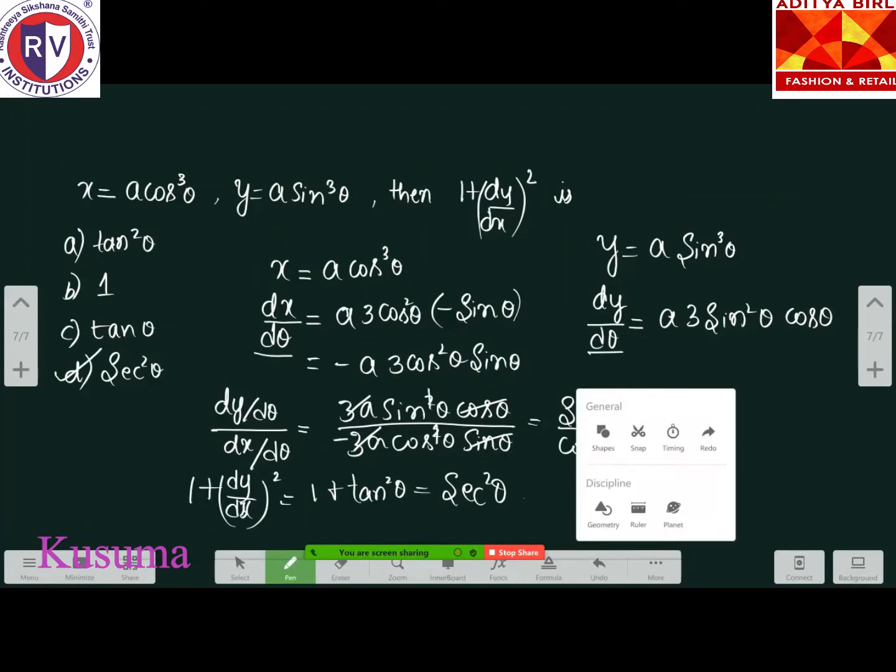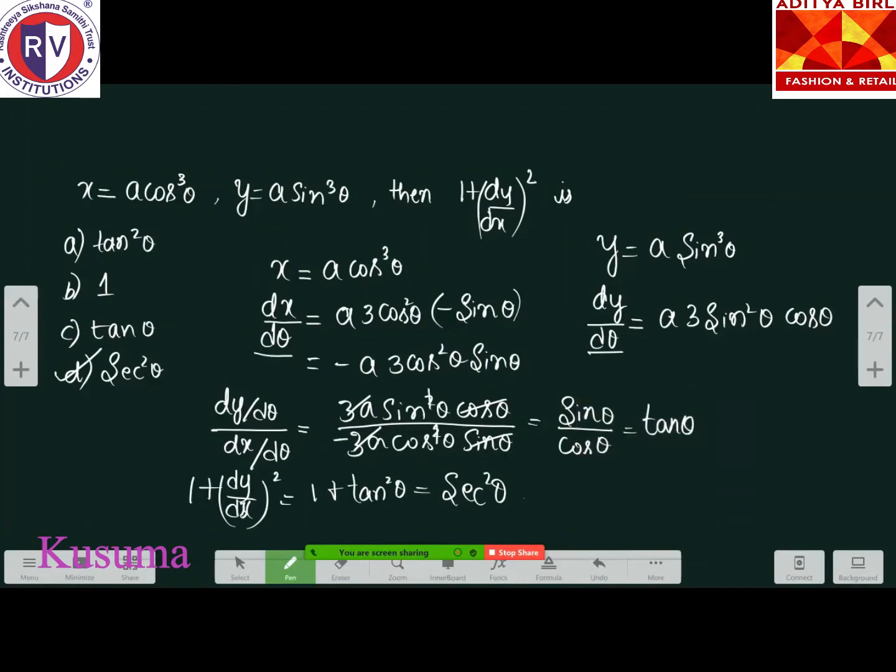Okay, somebody has asked, are there no tricks to solve this? Wherever the tricks are applicable, I will tell you. Okay.